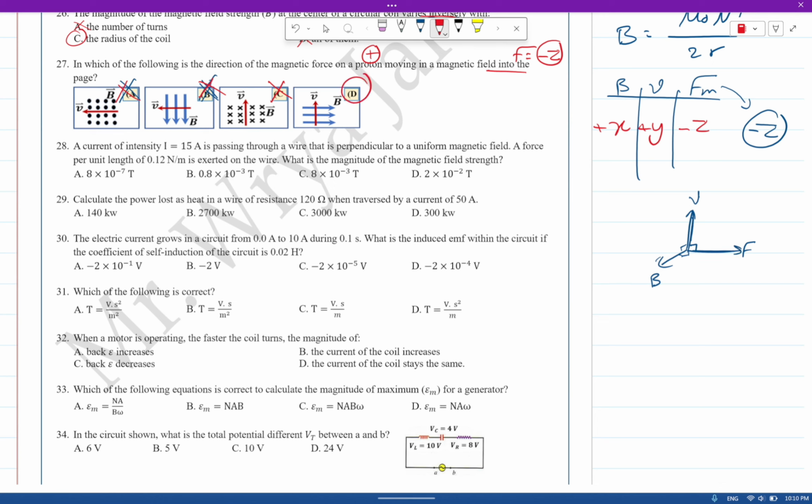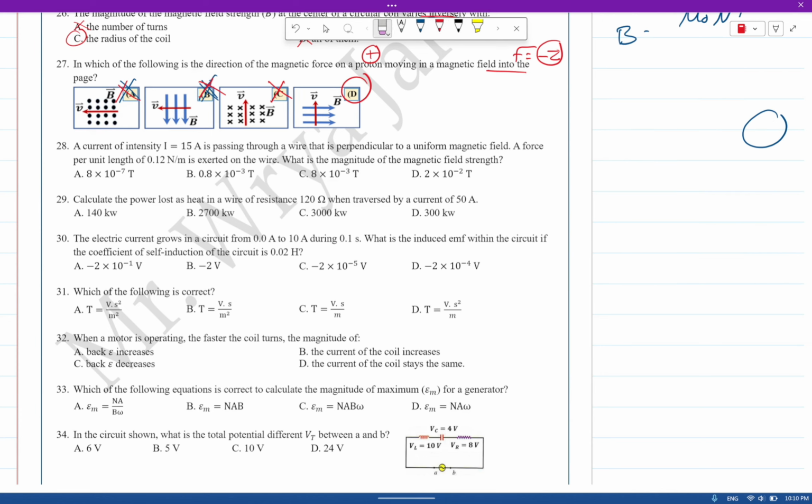Okay, question 28 now. I hope that was clear. If not, try to listen to this video at least a few times until it makes sense to you. And you can always rely on the table to tell which one is right or wrong here.